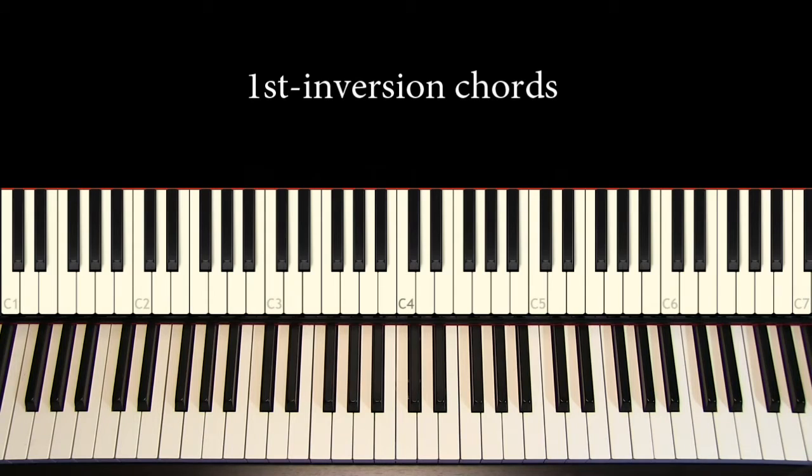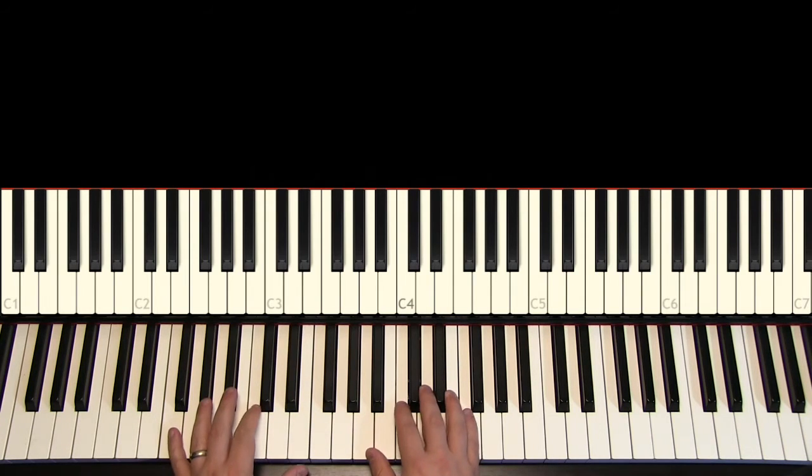Now here's an example of inversions that help create a smooth bass line. I'm going to play The Power of the Cross, but I'm going to play it with root position chords only, and I'm going to sort of overemphasize the bass. So, and I'll also play the melody as well.